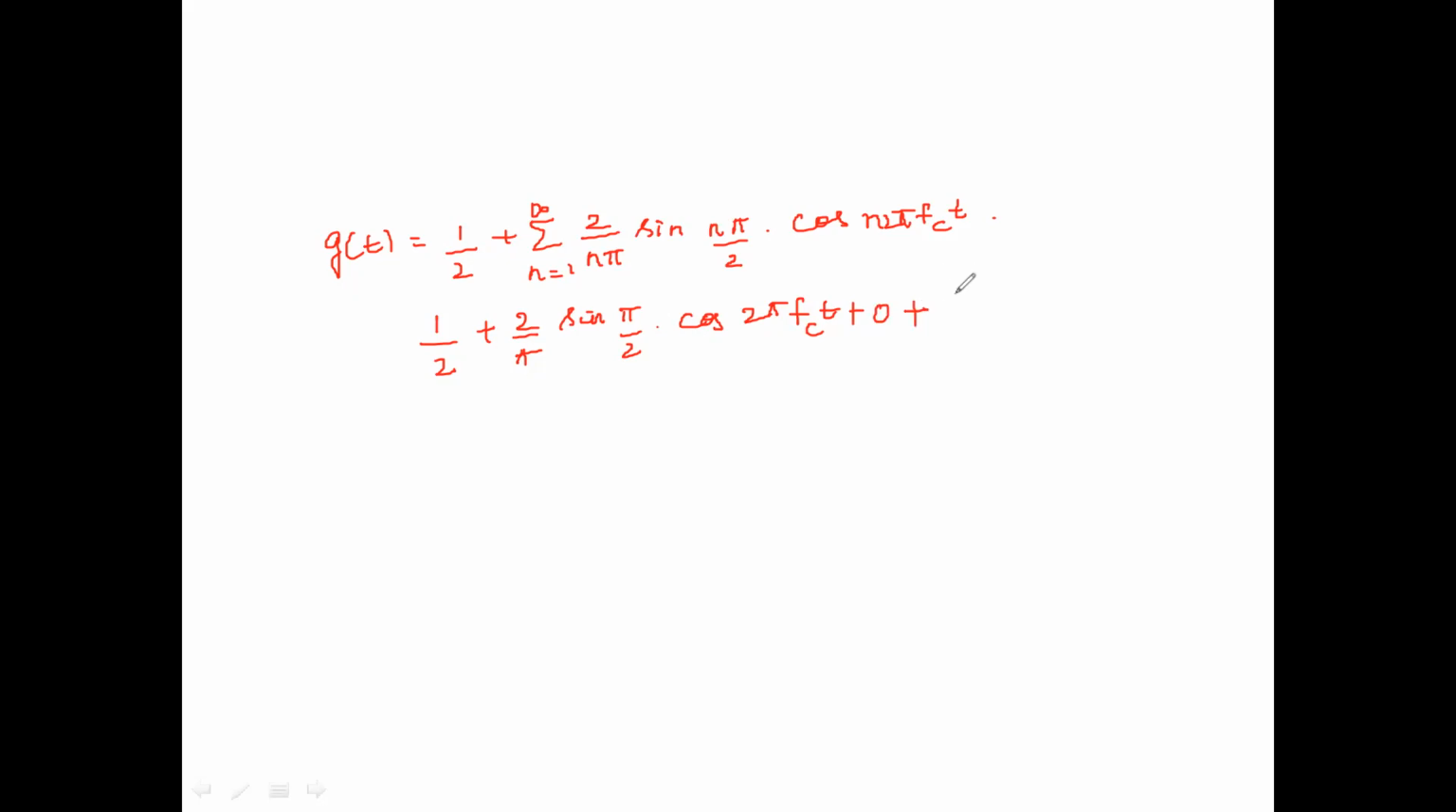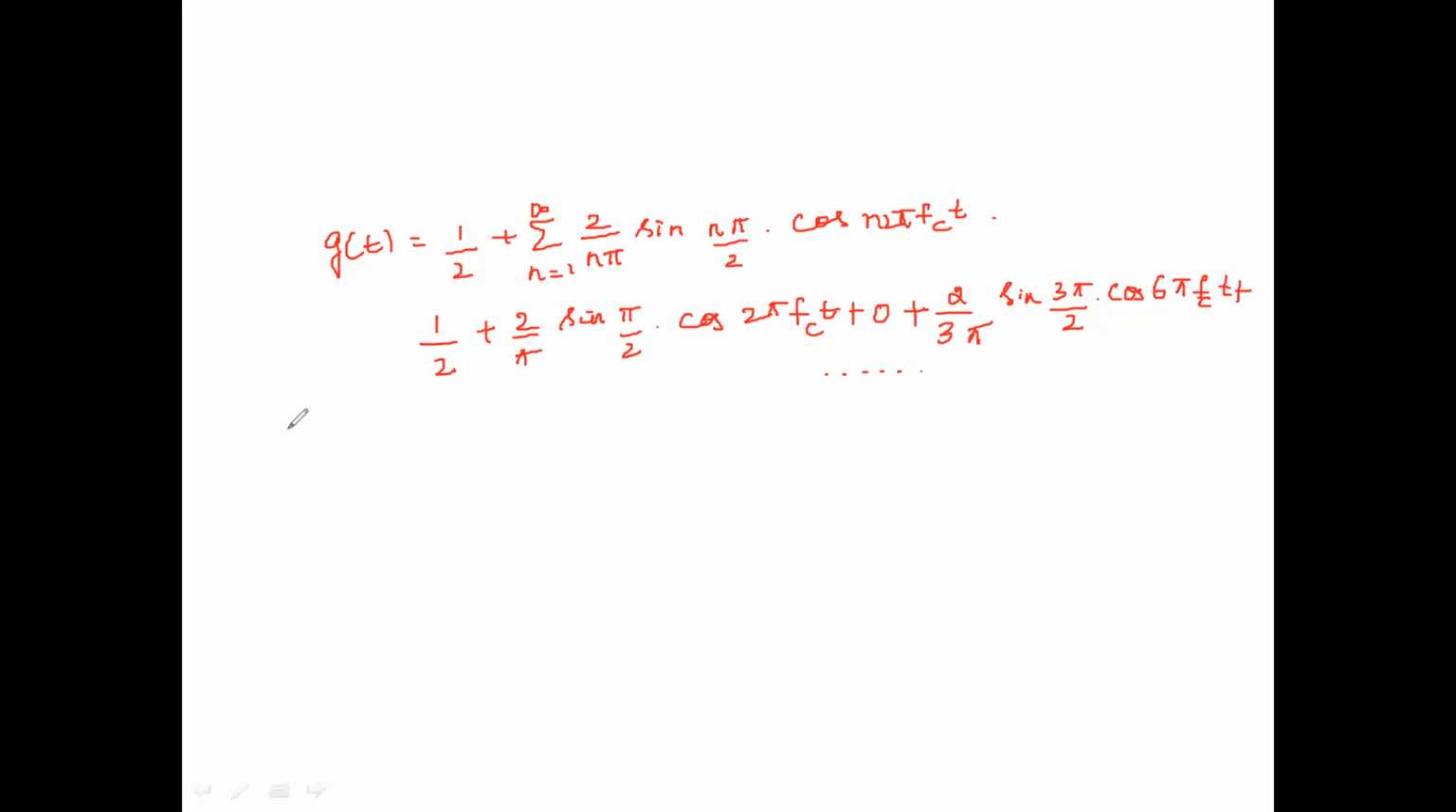When I substitute n is equal to 3, you will get 2 by 3 pi sine 3 pi by 2 into cos 6 pi fct, plus keep on substituting the values. For time being, I'll end here.